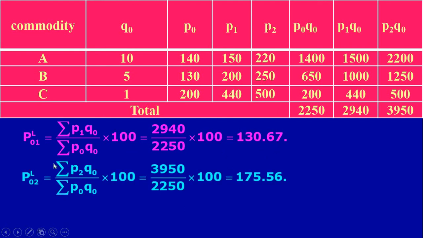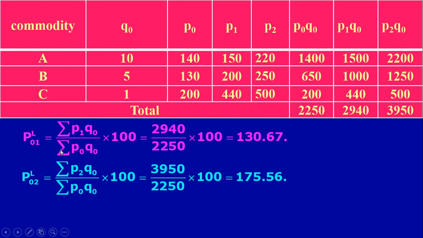So next we calculate P02 of L. So it is price index number for 2010. It is summation of P2 Q0 divided by summation of P0 Q0 into 100. Here summation of P2 Q0 is 3950. Summation of P0 Q0 is 2250. We get 3950 divided by 2250 into 100. Answer is 175.56.